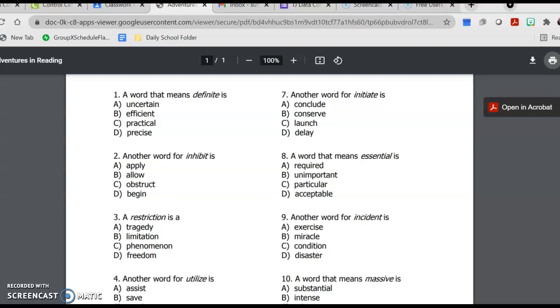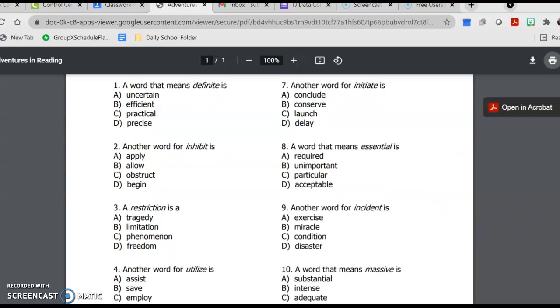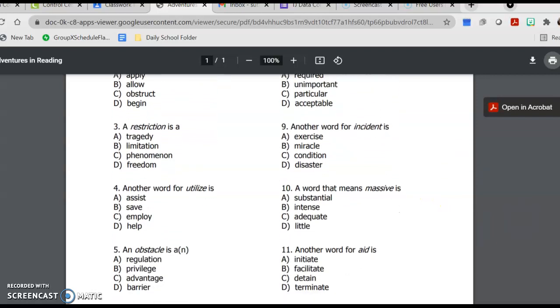Number 2, another word for inhibit is A, apply, B, allow, C, obstruct, or D, begin. Number 3, a restriction is A, tragedy, B, limitation, C, phenomenon, or D, freedom.